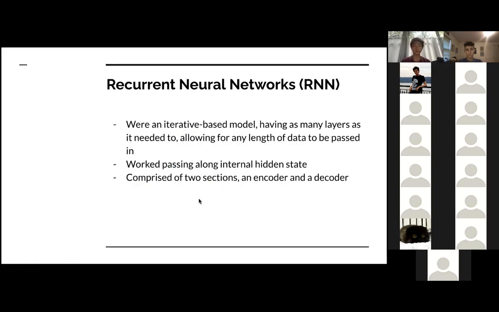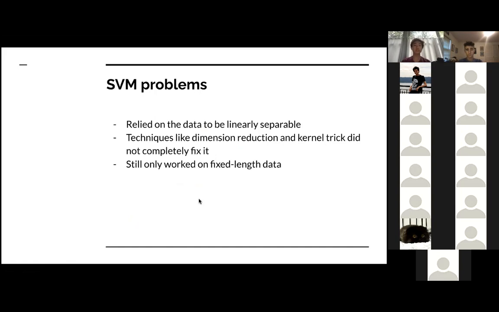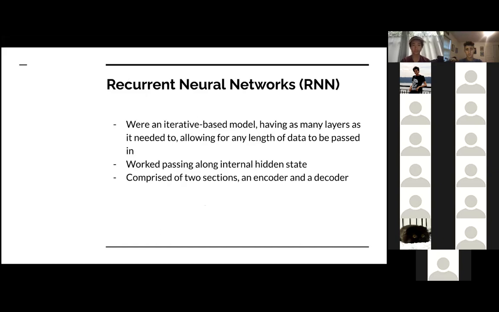The problem with this is it relied on the data to be linearly separable, and that's not always the case. Techniques like dimensionality reduction and the kernel trick rarely work, to be honest, because at points the vector representation was so big that the kernel trick wouldn't really work that much. And still it only worked on fixed length data.